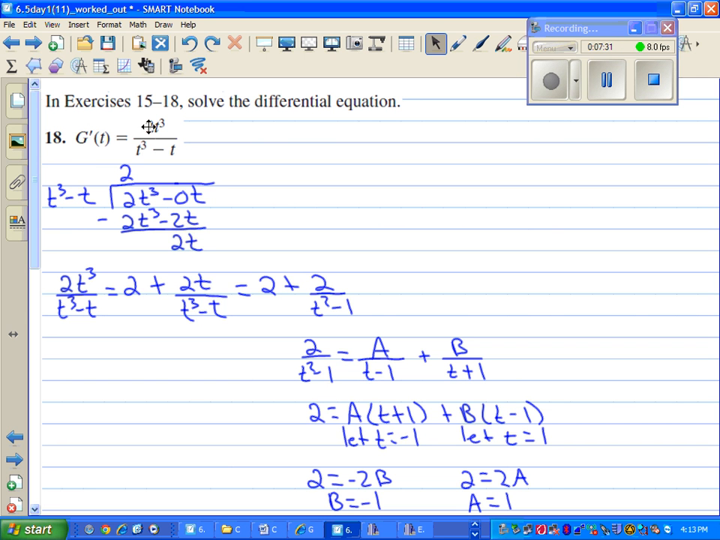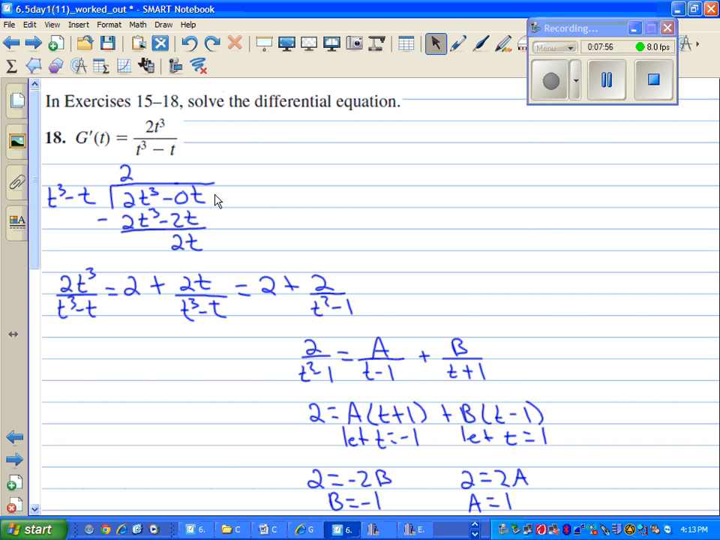Next one, I thought we'd look at number 18. It's a long division problem again. We're going to take 2t to the third divided by t to the third minus t, and we're going to do that because the powers are exactly the same. If this was an x squared, then I would just do partial fractions. How many times does t to the third go into 2t to the third? Well, 2 times. So 2 times t to the third is 2t to the third. 2 times negative t is negative 2t.